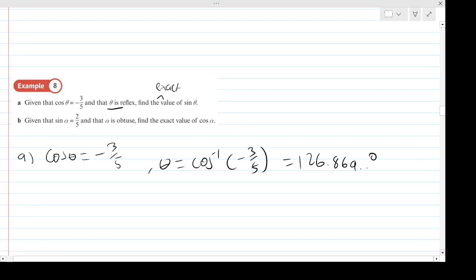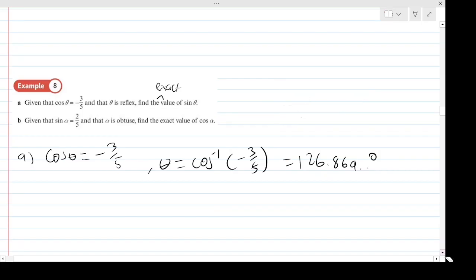But then there are two problems. First of all, theta is reflex, so we'd have to find another solution by perhaps considering the cos graph. So 126 would be about there, and then the next solution would be about there. We can find that. That's not a problem. If this was 126.9, we could find the other solution by the symmetry. We will look at that in the next few videos.